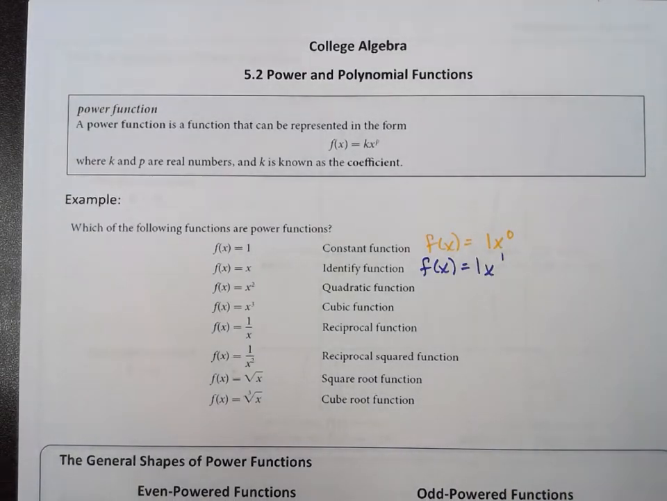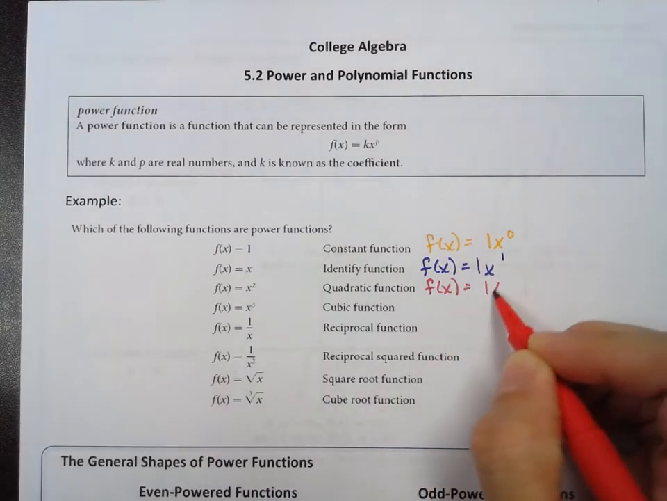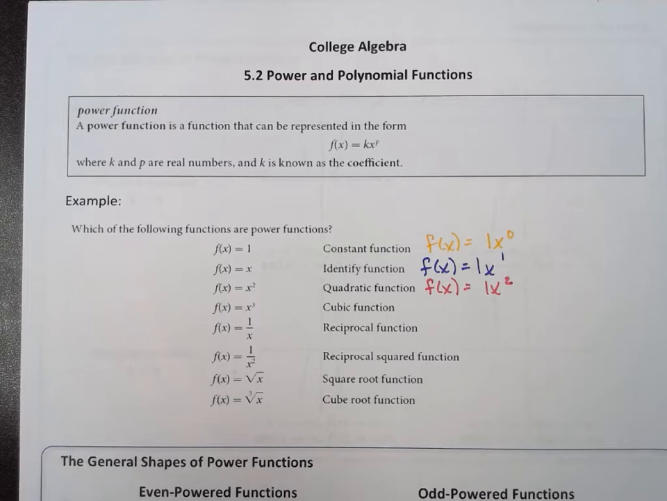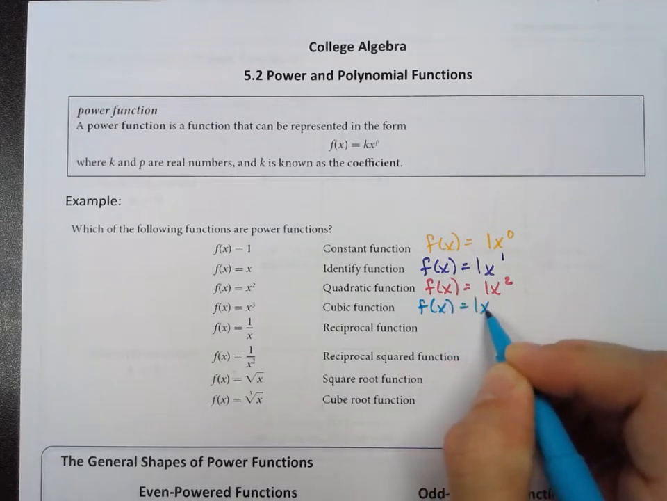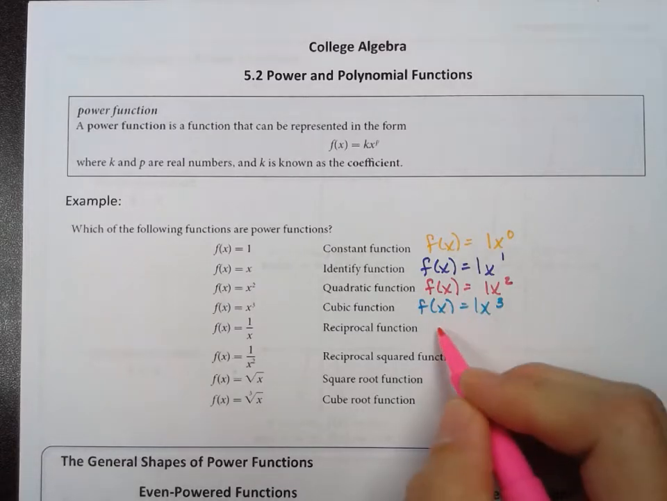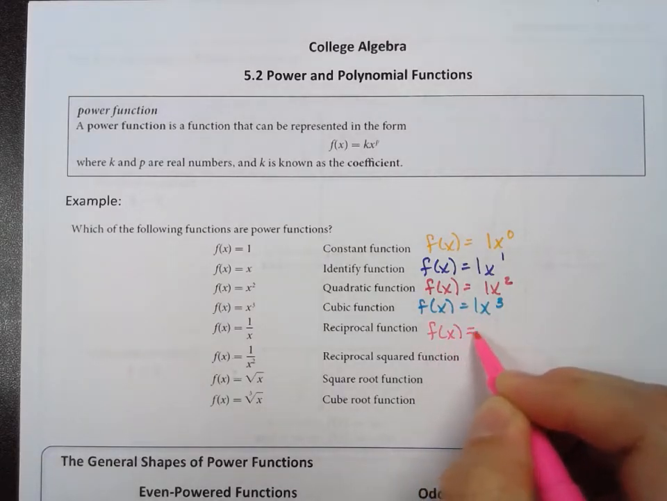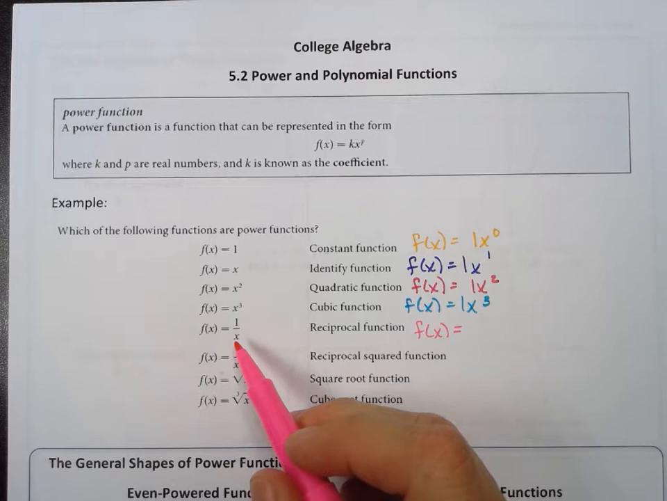And then we have the quadratic function. F of x is equal to 1x squared. We have the cubic function. These are pretty straightforward. F of x is equal to 1x cubed. But then we have the reciprocal function. Those are the ones most people seem to forget first. F of x is equal to, how do we write 1 over x with a power? If you remember, when you flip it over, it makes the exponent negative, right?